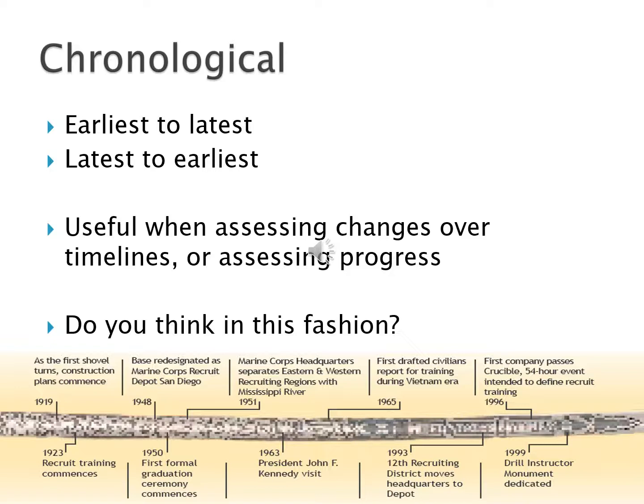This format of organization is useful when you're assessing changes over time because it allows people to see that progression. Or if you're assessing progress, we used to have 10% of the audience, then we went to 15%, and then we went to 20. That is why you would use a chronological. And this is also a good example of a way that the human mind thinks. We think in progression. So it is a really good process to use when it comes to anything that has progress in it.